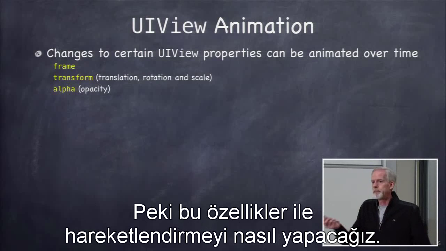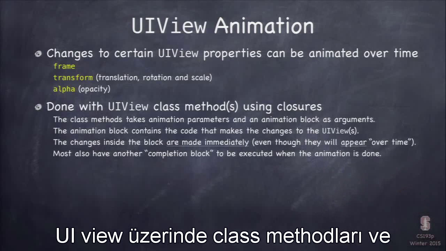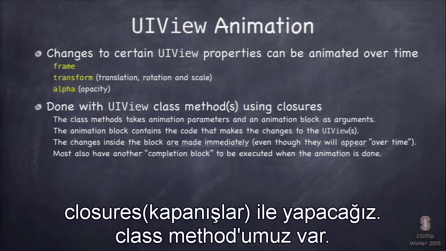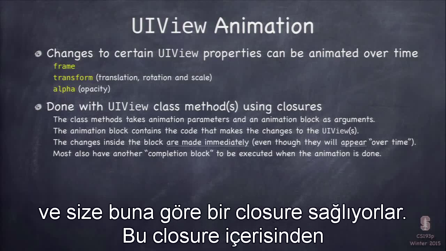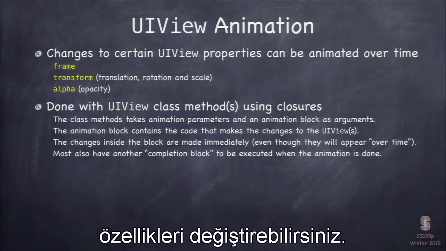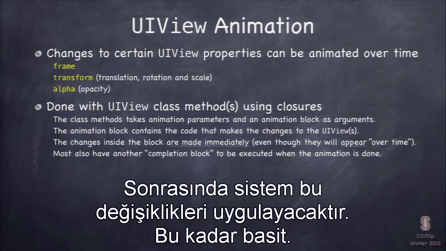So how do we do this animation with these properties? It's done with class methods on UIView and closures, okay? So you have this class method. You basically say what kind of animation you want, how long you want it to take, things like that. And then you just provide a closure, and inside that closure, you change these properties: frame, transform, alpha. Just change them, okay? And then the system will animate those changes over time.